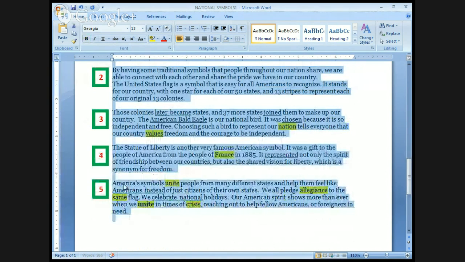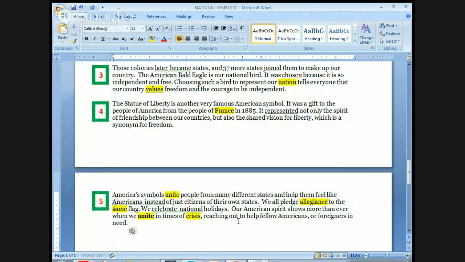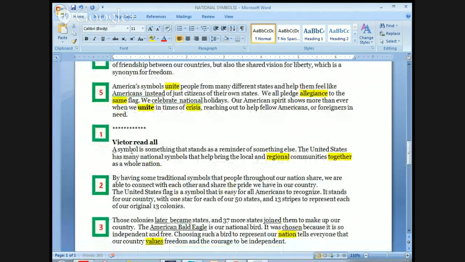I have a couple of questions. I have a vocabulary question. Okay, what are your questions? Pledge. We all pledge allegiance. What does pledge mean? I'm not sure that I understood this correctly. Can you explain it?